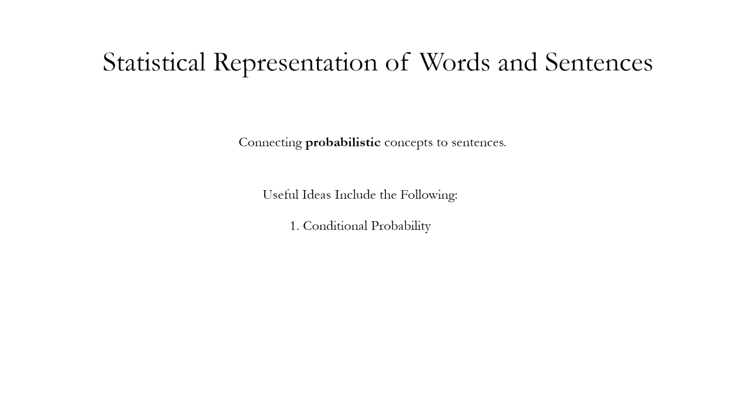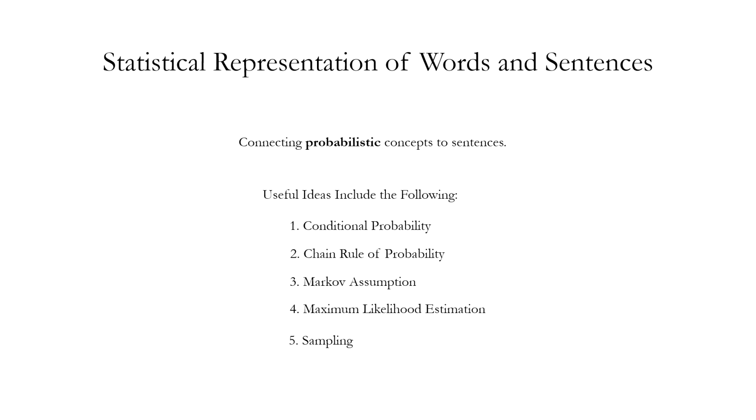One, conditional probability. Two, the chain rule of probability. Third, Markov assumption. Fourth, maximum likelihood estimation. And five, sampling. Okay, so if you're not familiar with these ideas, it's okay, because I'm going to be going over them pretty thoroughly for the material that's going to be presented.